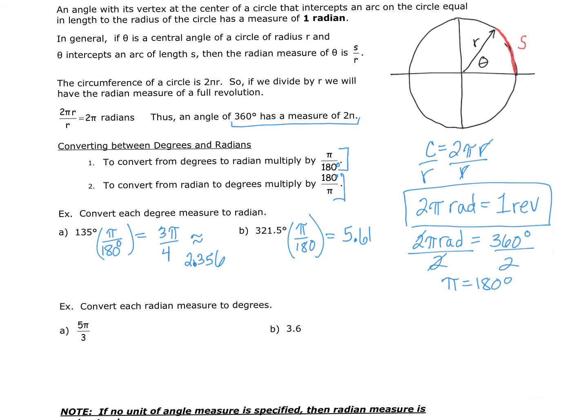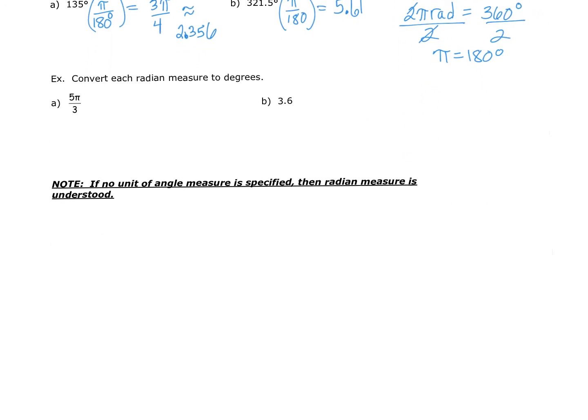When we look at the next two examples here, we want to be able to convert radians back to degrees. And in that case, we want to multiply by 180 degrees over pi. That way the pi's will cancel. In this case, we have 3 going into 180 60 times, and we get 300 degrees.